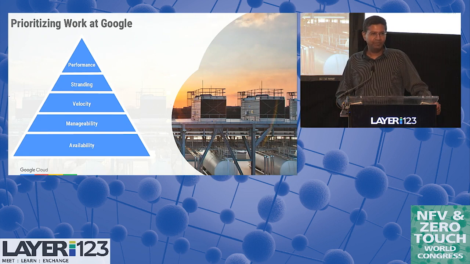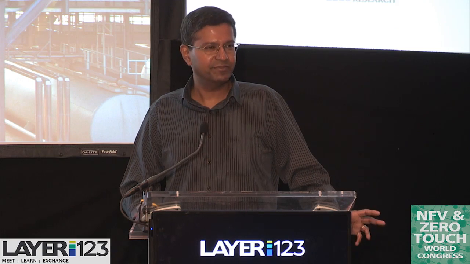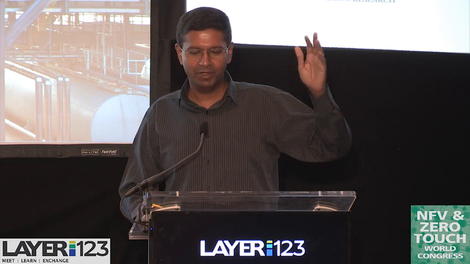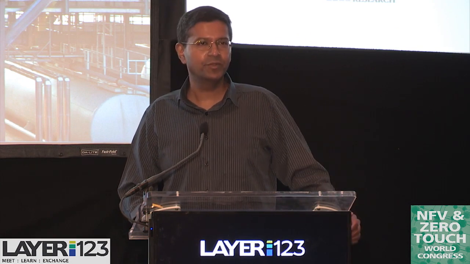And to prove that our money is where our mouth is, this is how we actually prioritize work at Google. Think of it as Maslow's hierarchy of Google networking needs. At the bottom is availability, because if you don't have an available infrastructure, everything else is moot. Above that is manageability. Velocity is key for us. That helps you be competitive. Then stranding, which is efficiency, and then performance comes last. If you have solved all of the bottom four, then you hit performance.